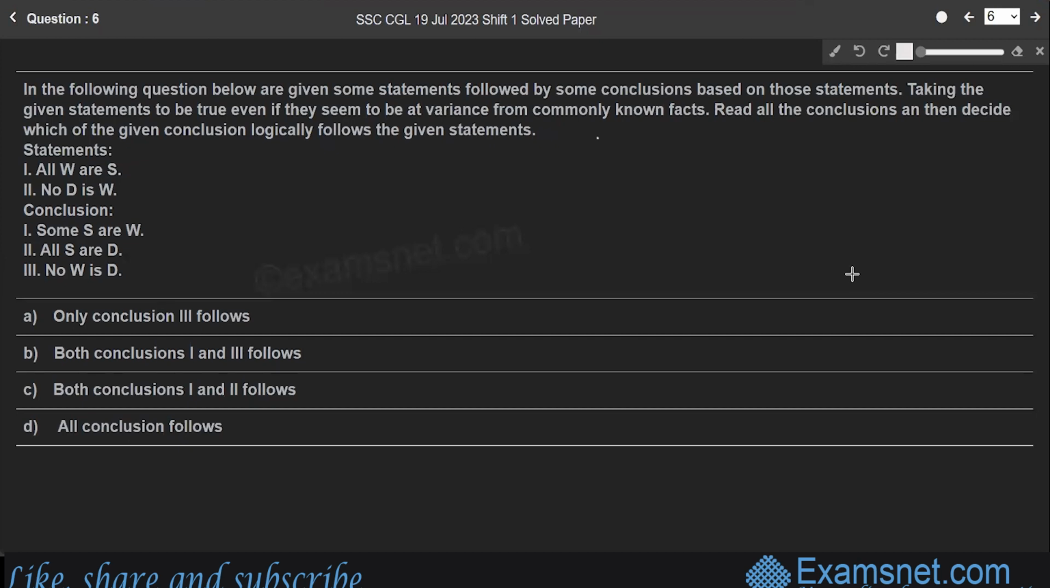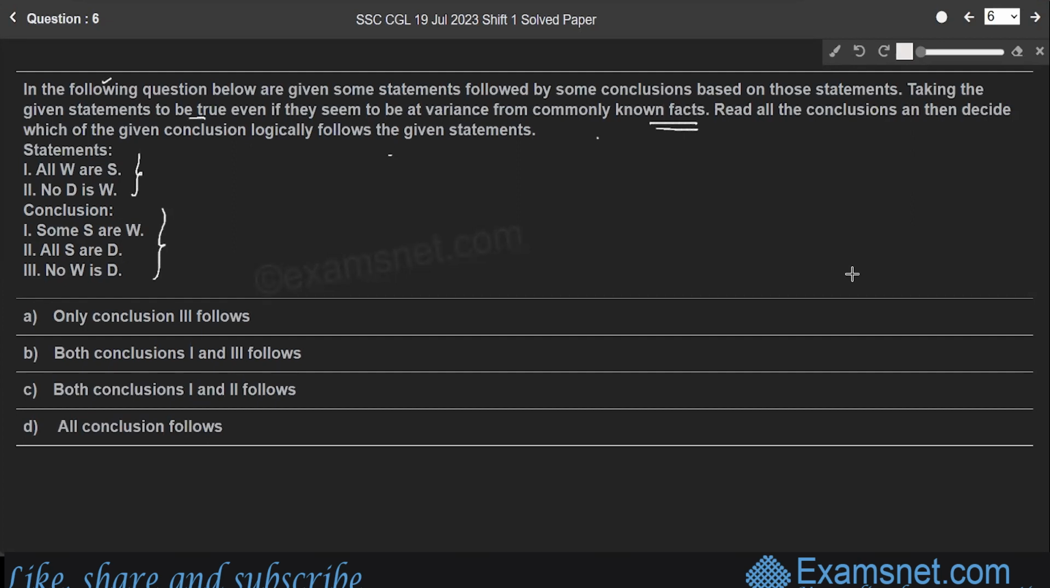Question number 6. In the following question, below are given some statements followed by some conclusions based on those statements. Taking the given statements to be true, even if they seem to be at variance from commonly known facts, read all the conclusions and then decide which of the given conclusions logically follows the given statements. Here, students, two statements are given, right? So based on the statements, the conclusions are given. We need to decide whether the given conclusions are true or false, right?